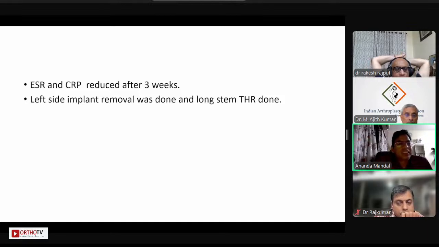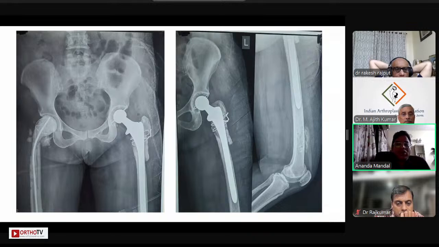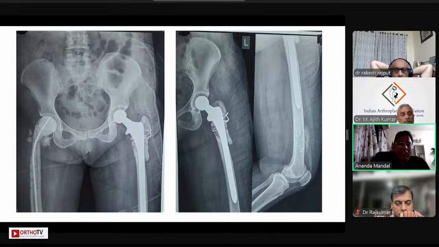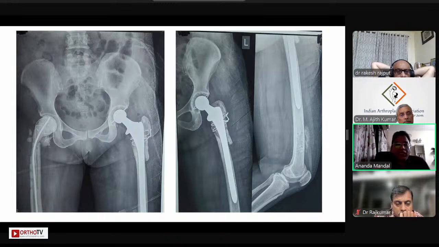The patient had been bedridden for 3.5 years. So I had to make the patient mobile first. For that reason, I decided to do the THR on the left side first. And what I have done is a long stem uncemented femoral component and a cemented acetabular component, because a non-cemented acetabular component was not available in our setup at the time, and it was very small also. It was about 42 size. So I have done the uncemented femoral component and cemented acetabular component on the left side.